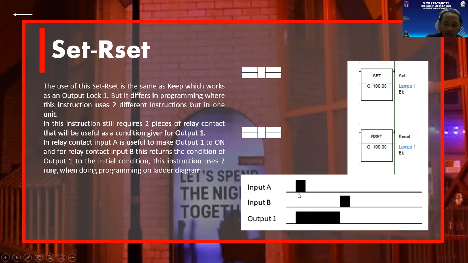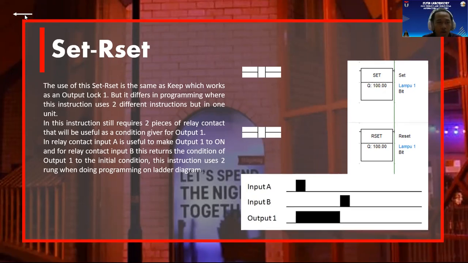Input A can keep the condition of output 1 on, and input B can reset it to the first condition again.